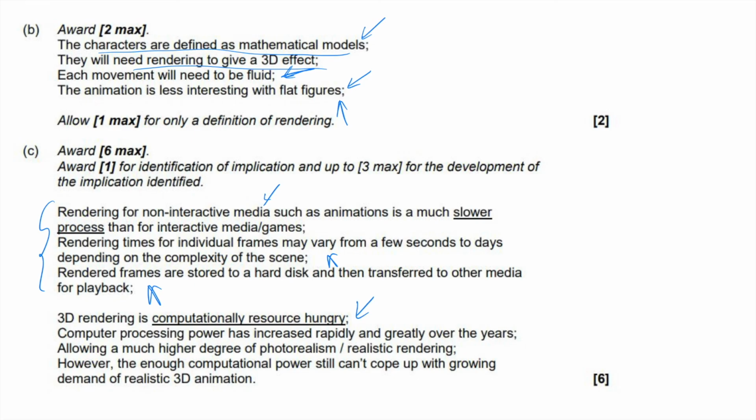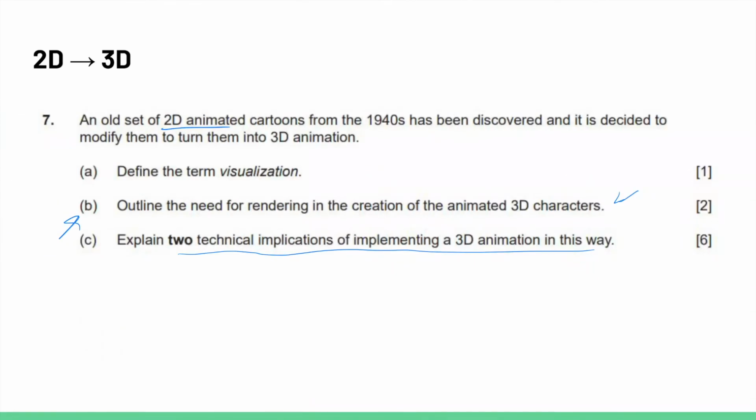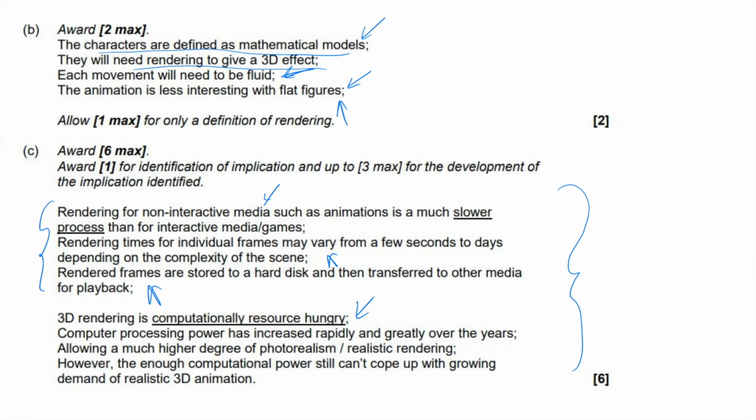So while computer processing power has increased greatly over the years, enough computational power still can't cope with the growing demand of realistic 3D animation. And weirdly, this is actually referring to what is going on with 3D animation in general. It says implementing 3D animation this way, but what it's really talking about is what are the consequences of trying to use 3D animation, which is kind of weird as far as the question goes, but it still presents some good information as far as understanding what 3D rendering and animation is and what their implications are.